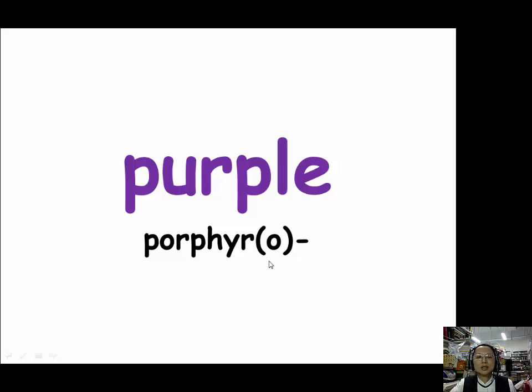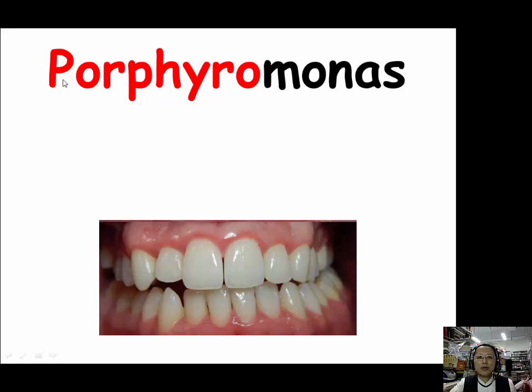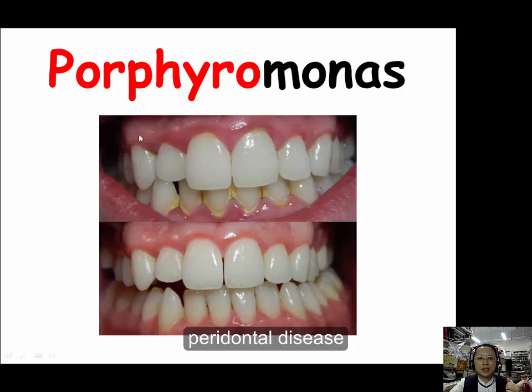P-O-R-P-H-Y-R-O. We have 1 example, Porphyromonas. What is a Porphyromonas? It is a bacteria that lives in your mouth. If your oral cavity is healthy, it will look like this. If Porphyromonas lives inside your oral cavity, it will produce what we call a periodontal disease, and then your gum will look reddish or purplish.